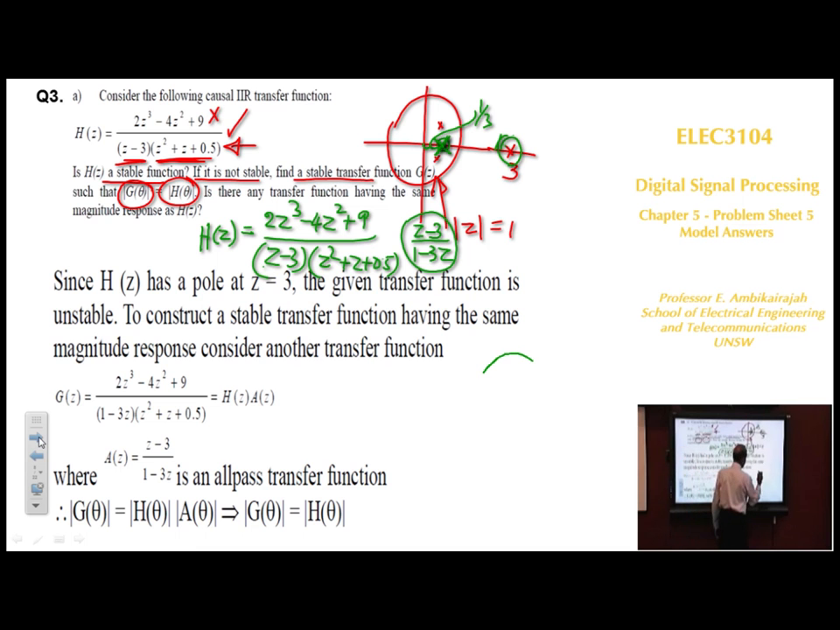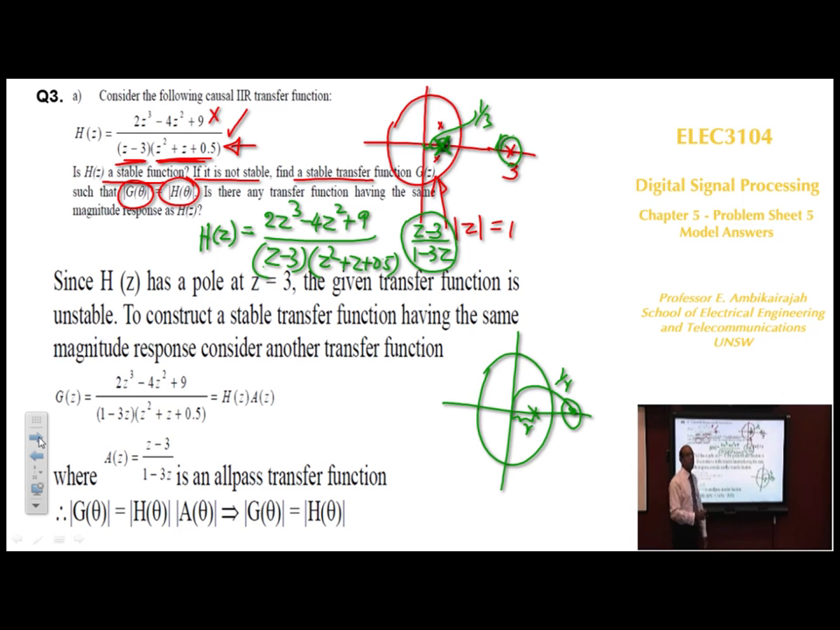All-pass filter, remember? All-pass filter we learned in the class, where if you have a pole inside, to make it all-pass, if this is R, you must reflect it at 1 over R and put a zero there. As soon as you do that, the characteristic becomes all-pass. The magnitude is all-pass, yeah? So here, the same principle I've done. To make this stable, I need to find another transfer function and multiply. So my new transfer function G(z) is going to be this one multiplied by this one.